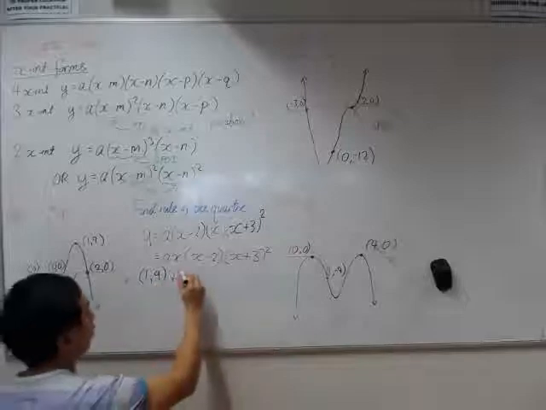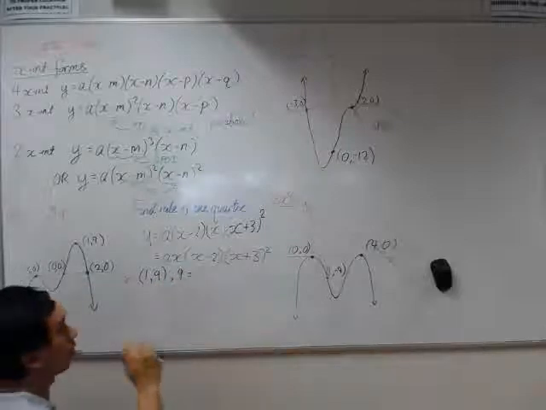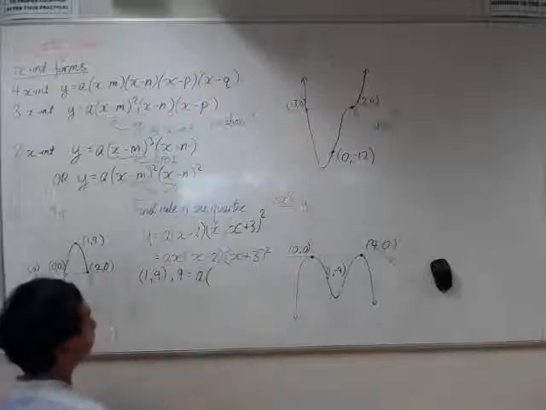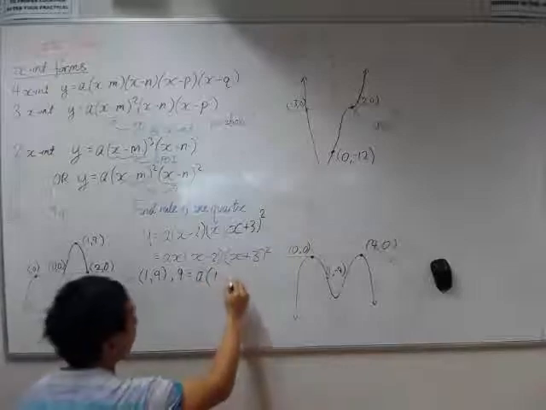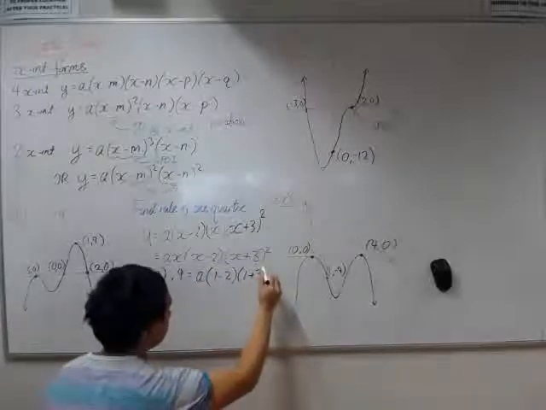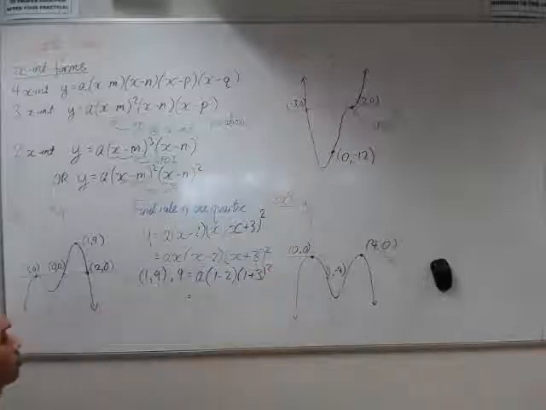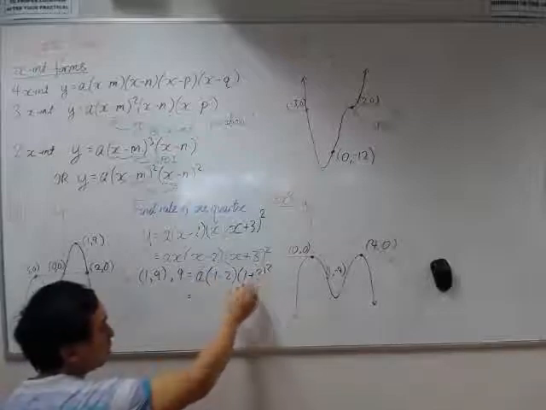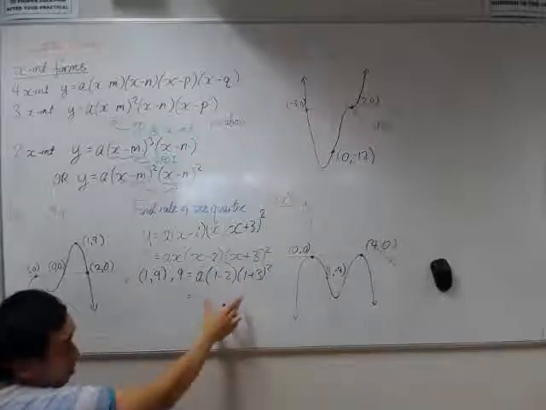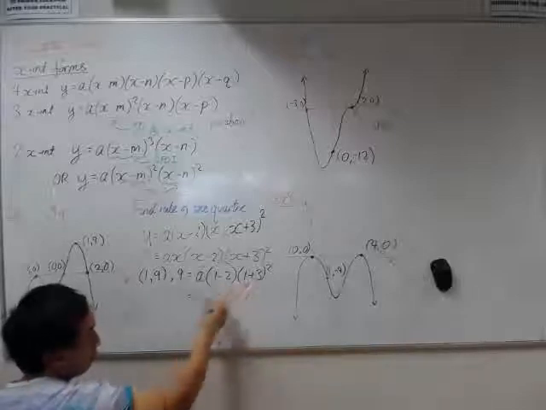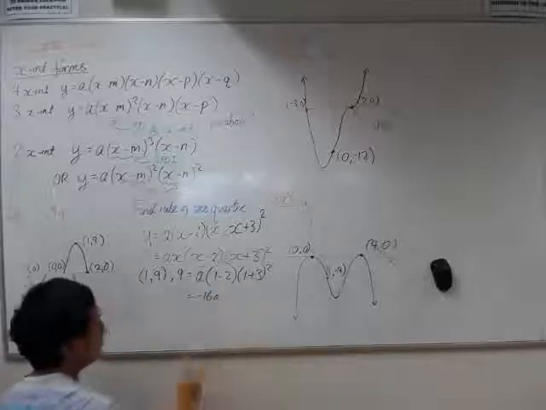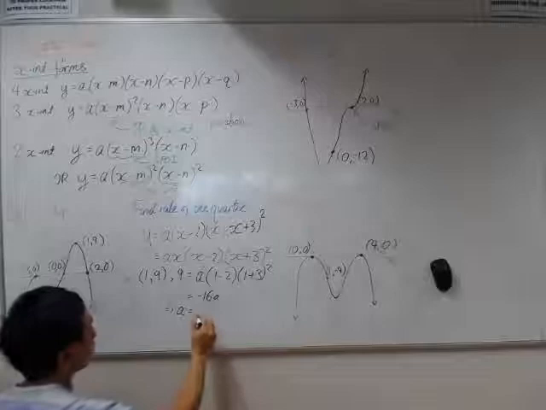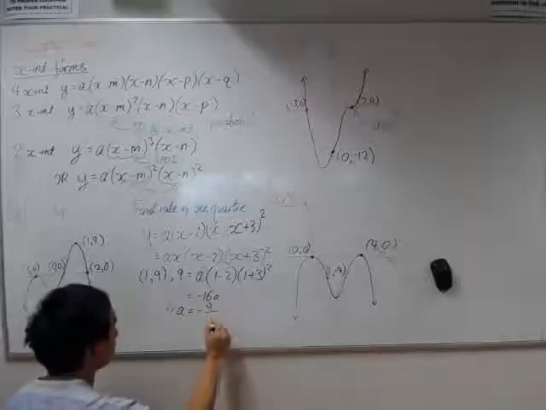So when y is equal to 9, x is equal to 1. So we have a times 1, which is just a, times (1 minus 2), times (1 plus 3) squared. Okay, so this means over here we're going to have negative 1, and 4 squared is 16, so we have negative 16a altogether. So this means that our a value here must be negative 9 on 16.